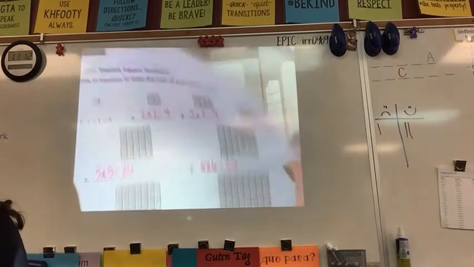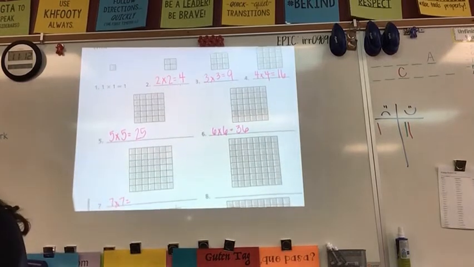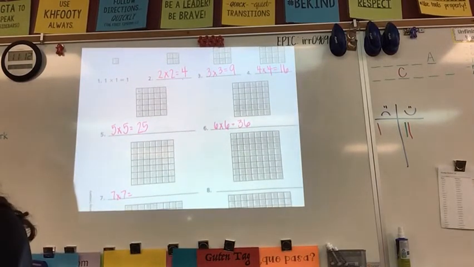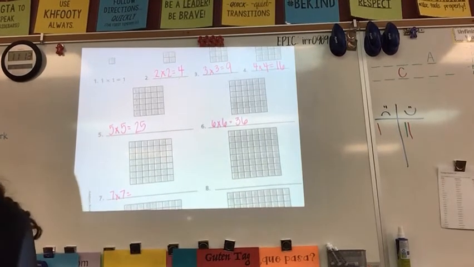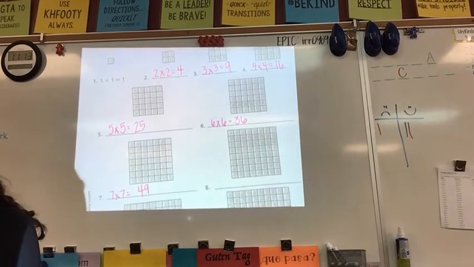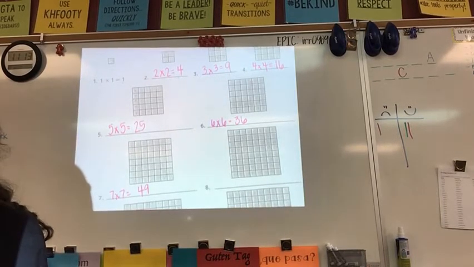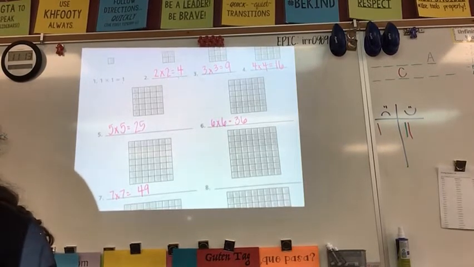Okay, got 2 more. 7 times 7. We can find the area of this shape. Keegan? 49. 49, very good. So class, 49 is an example of a square number.